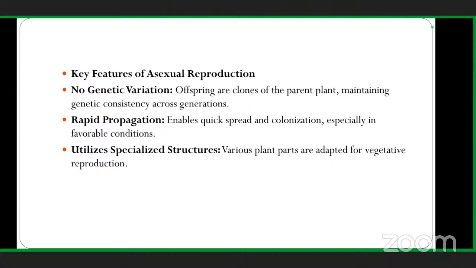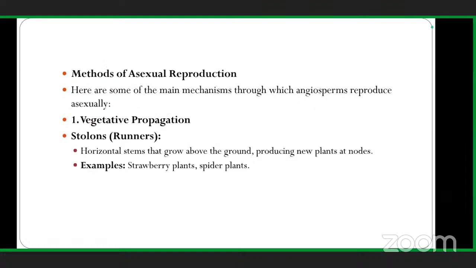Next is rapid propagation, which enables quick spread and colonization, especially in favorable conditions. It means it will propagate rapidly and give the progeny in a faster way. Next, it utilizes specialized structures. Various plant parts are adapted for vegetative reproduction. These are the key features of asexual reproduction. So the methods are vegetative propagation, regeneration. These are very common. You will see them in pteridophytes also, gymnosperms also, just the parts are different.